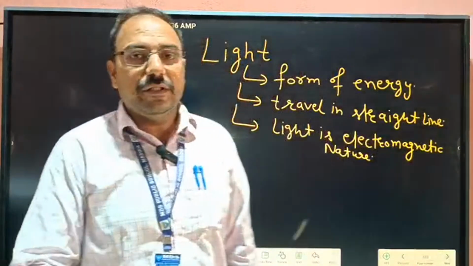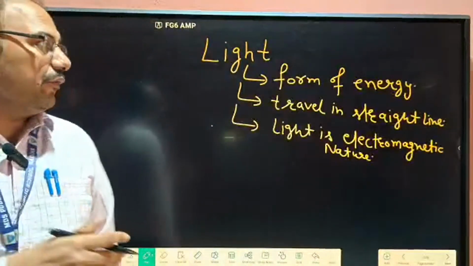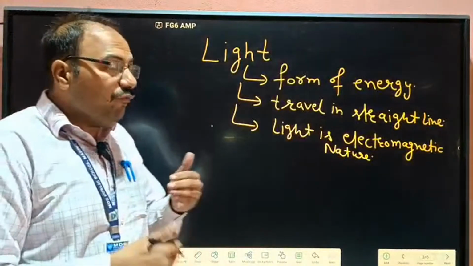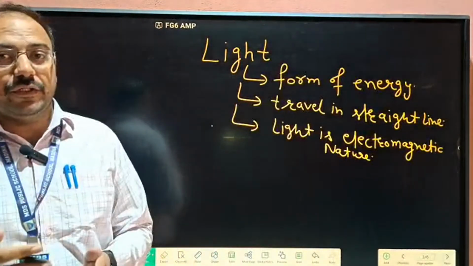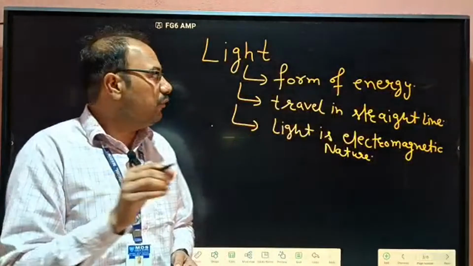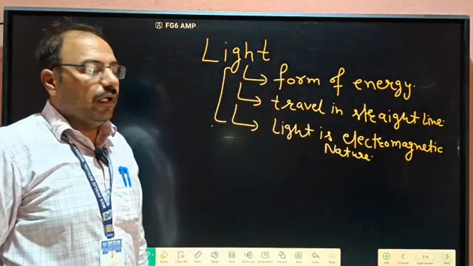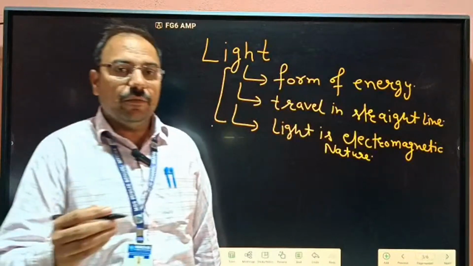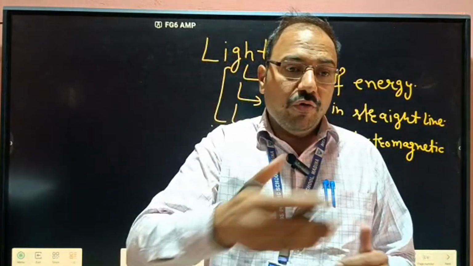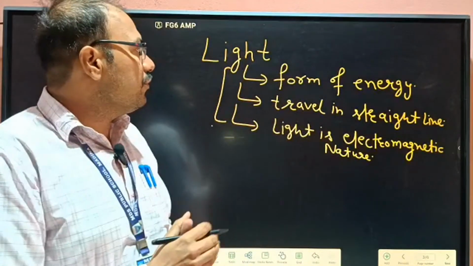When we represent light, we represent it in the form of three components: the electric field and the magnetic field, and a wave that travels in the forward direction, perpendicular to the electric and magnetic fields. These are the basic characteristics of light. And one more thing, when light travels in a straight line and we put an object in the way of the light, what does it produce? Shadows. So light produces shadows.